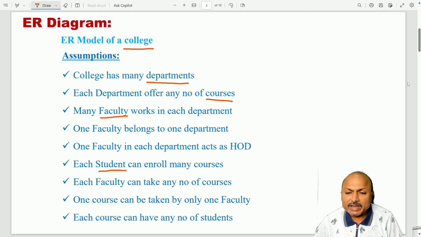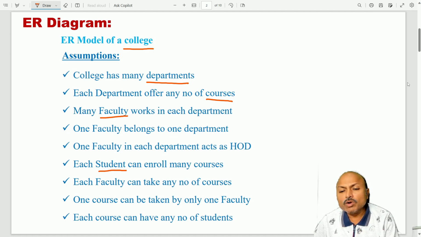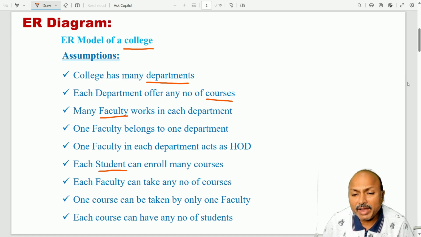Each faculty can take any number of courses. No doubt you knew that. That means a faculty is not going to take a single course. Am I right? He is going to take many courses. One course can be taken by only one faculty. No doubt, if you consider a course, one course by one faculty only. But a faculty can take many courses. Each course can have any number of students.